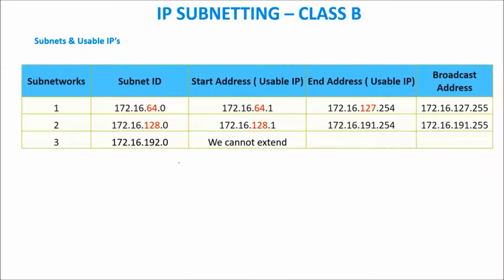Same table I have to go with, just writing out the numbers. Here one difference we have to notice. Since we are borrowing from the third portion, this is a class B subnet, not class C. In class C we borrowed from the fourth segment, okay? Now this is the class B network, so we borrow from the third segment.